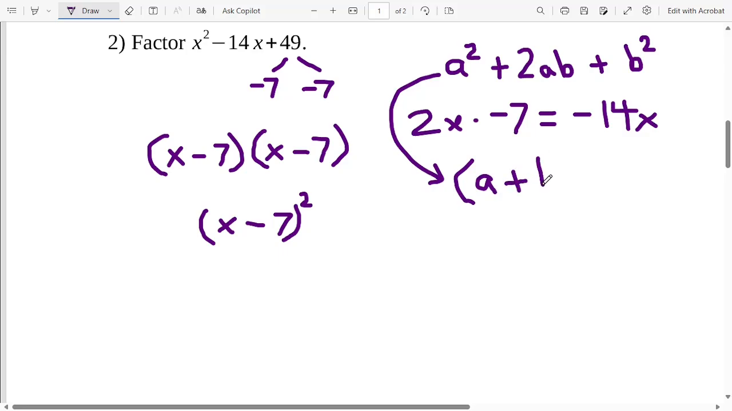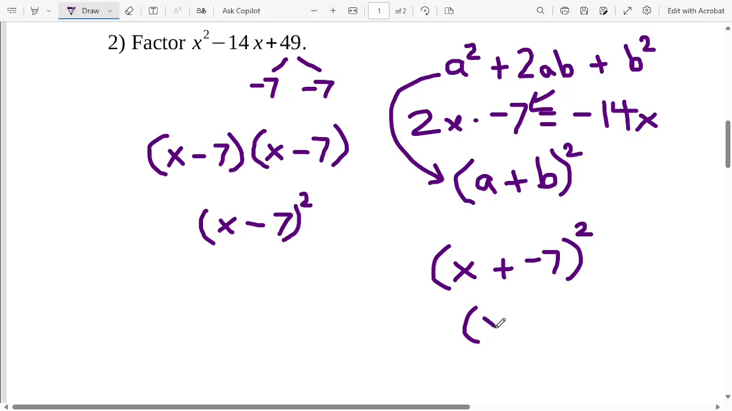Okay, so we confirmed that b is negative 7 and that a is x. So this factors into x plus negative 7 squared, and when we add a negative, it's like subtracting a positive, so I could just write this as x minus 7 squared. So that's another way to do it.